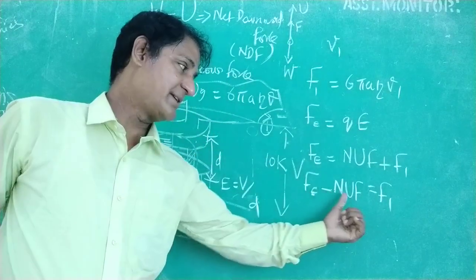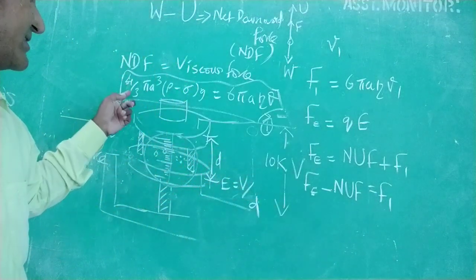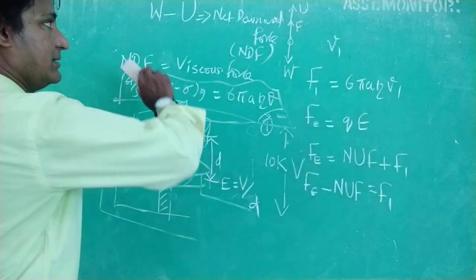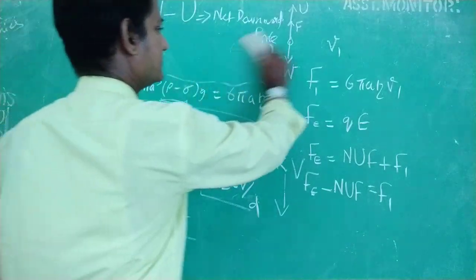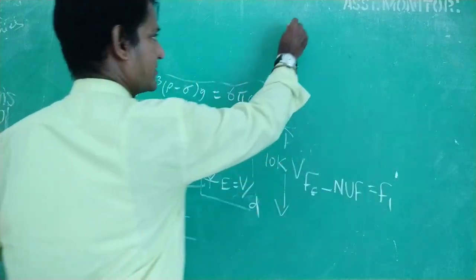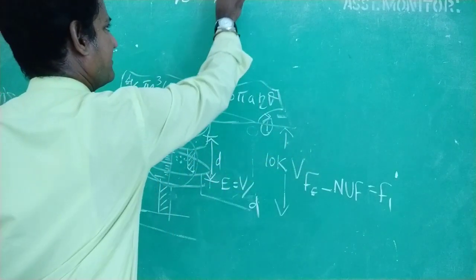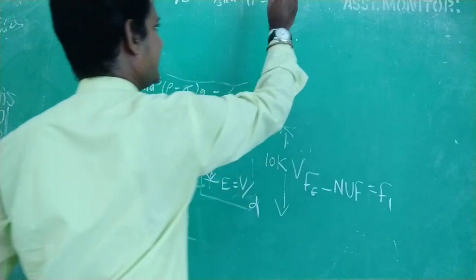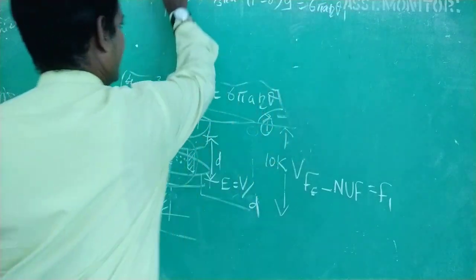What is the net downward force formula? The same thing. We have seen the net downward force is equal to 4 by 3 pi a cube rho minus sigma into g. The same thing we are going to apply here. We need only this equation 1. So QE minus 4 by 3 pi a cube rho minus sigma into g is equal to 6 pi a eta V1. Now let me take this as equation 2.